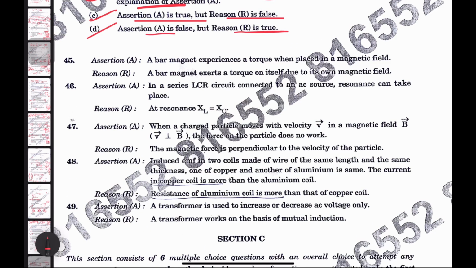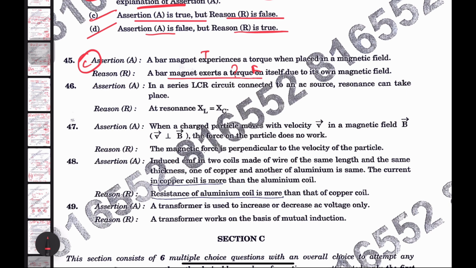First of all, we will talk about question number 45. Assertion: a bar magnet experiences a torque when placed in a magnetic field. Definitely, when a bar magnet is placed in a magnetic field, it always experiences a torque. It is true, but what is the reason? A bar magnet exerts a torque on itself. Does a bar magnet exert a torque on itself? If that were the case, a bar magnet would automatically have rotated. So the reason is false. Assertion is true, reason is false, option C.